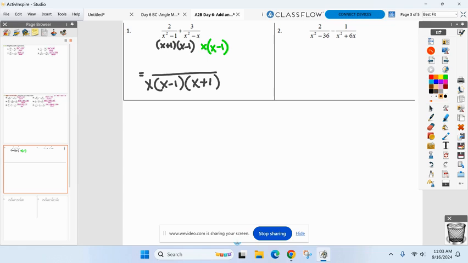What's missing from x plus 1 and x minus 1 in my common denominator? x, because they have to match. I got the x plus 1. I got the x minus 1. The only thing I was missing was the x. Everyone agree? So that's what you have to multiply the numerator by.